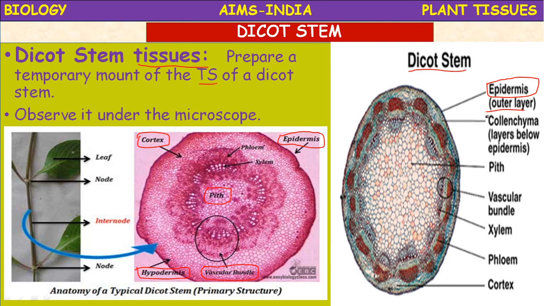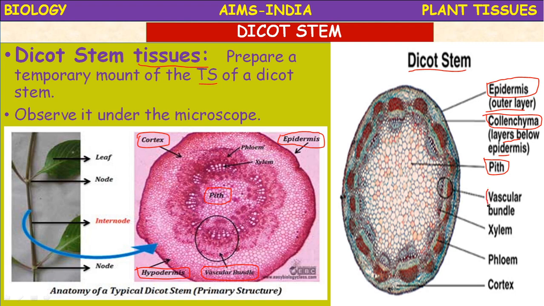Then collenchyma. This collenchyma comes under ground tissue. Ground tissue is divided into parenchyma, collenchyma and sclerenchyma. Okay, there are layers of the epidermis made up of this collenchyma in the dicot stem.